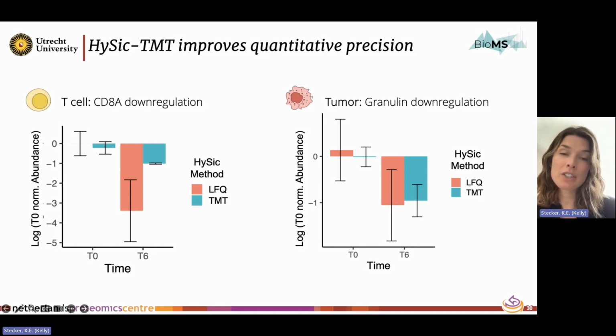If we look at the downregulation of granulin, which is another protein that we validated in our data set, in tumor cells, we found that upon co-culture granulin is downregulated. And if we look at the LFQ data compared to the TMT data, we see that the error bars across the replicates are far smaller. So the quantitative precision is much higher. And this will allow us to extract statistically significant changes in our data set much better than with the LFQ data. So that's just a preview of the findings from our pilot study with HiSeq TMT.